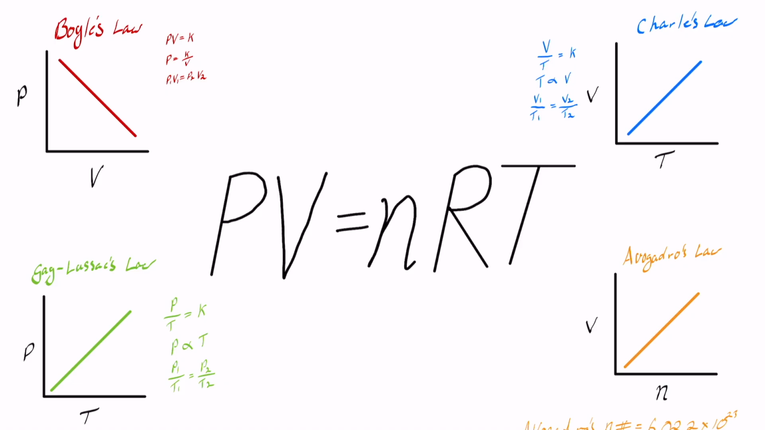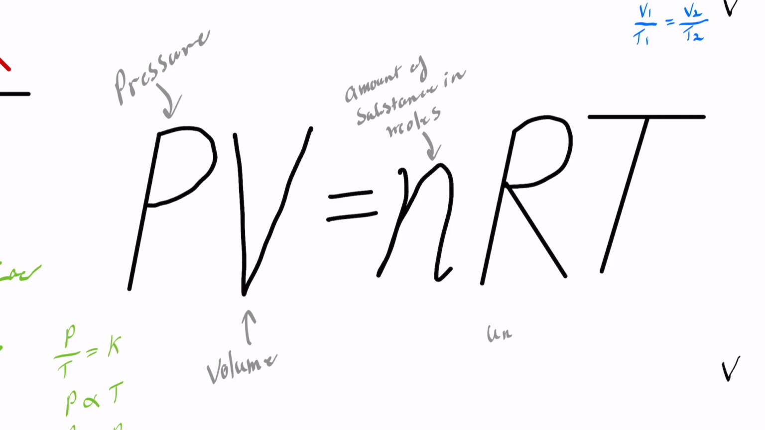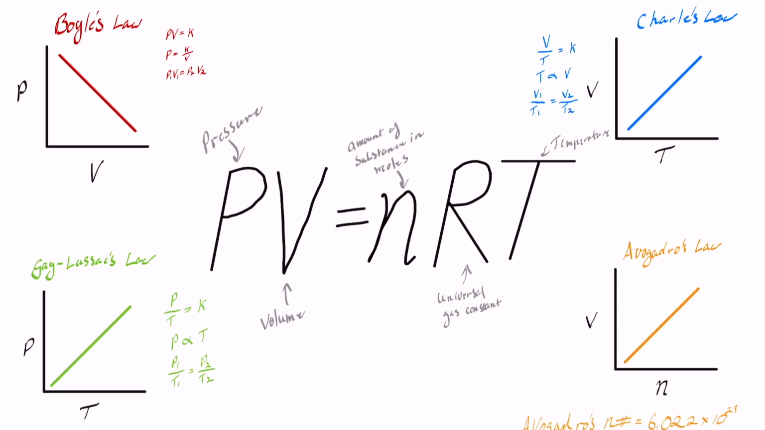Now, if we describe what each of these components of the ideal gas law are, P is for pressure, V is for volume, n is for the amount of substance in moles, R is the universal gas constant, and T is for temperature. And throughout the video, we'll be using another symbol, which is K, and K represents constants. So, for example, most of these will be constants, so n and R are constants throughout.